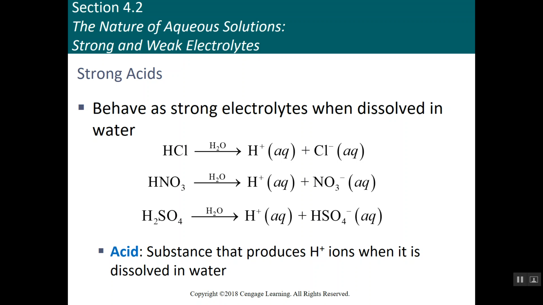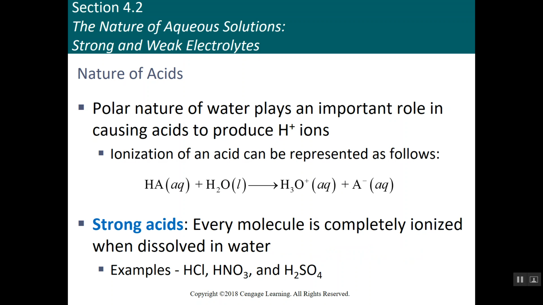So if I put hydrogen chloride in water, then I won't have hydrogen chloride. I will only have protons, which are H+, and chloride ions. If I put nitric acid in water, I won't have HNO3. I will only have H+ and NO3-. And sulfuric acid, at least that first proton, the same as well. I will only have H+ and HSO4-. And notice all of these produce hydrogen ions when they're dissolved in water, and so they are considered acids.